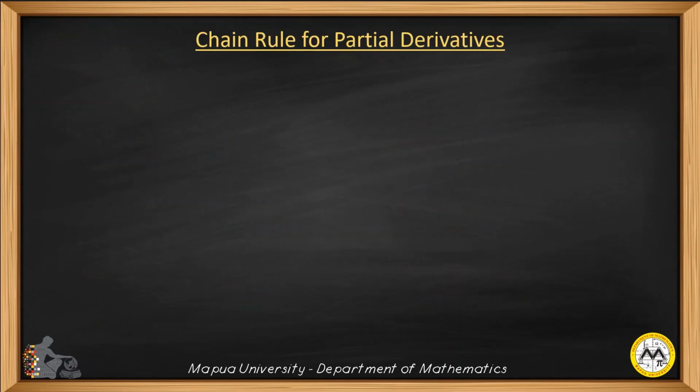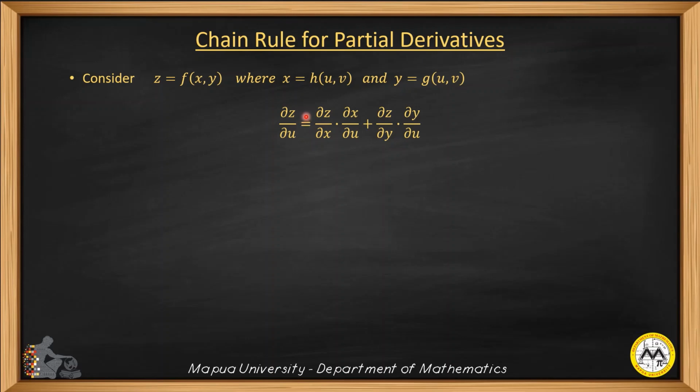The chain rule for partial derivatives. Now let us consider that we have z, a function of x and y, where in turn x and y are functions of u and v. If we want the partial derivative of z with respect to u, then it can be done using the chain rule as follows. We first differentiate z partially with respect to x, and then multiply this with the partial derivative of x with respect to u, plus the product of the partial derivative of z with respect to y times the partial derivative of y with respect to u.